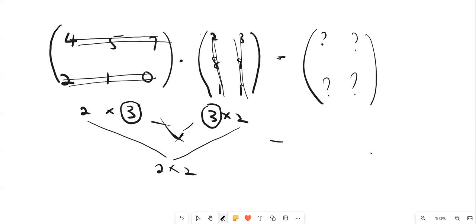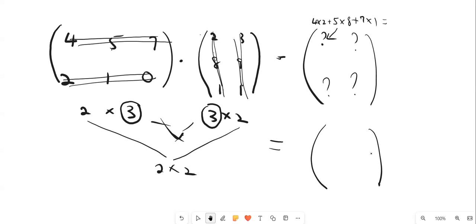And I hope you have your books open, so I'm trying to work it out. You know how to do it, right? Let me just do, 4 by 2 plus 5 by 8, 5 multiplied by 8, plus 7 multiplied by 1, and that's all. That whole sum is going to come here, right?